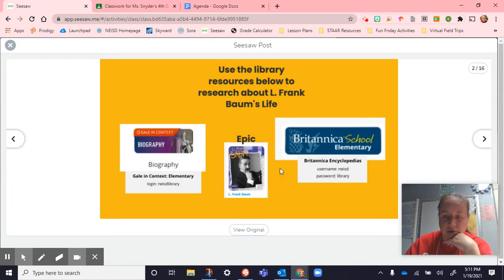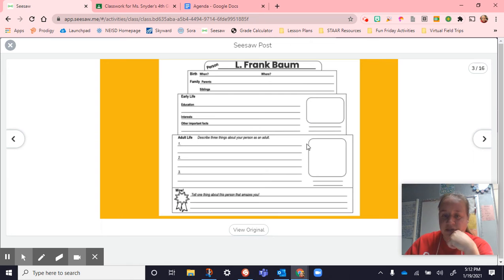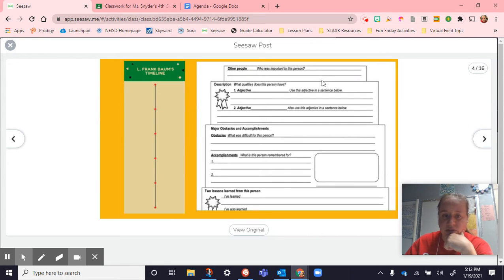So go through here. If you have to have a password or anything, I put those down below, and you should know your Epic one. And then I put these pages on here if you want some ideas of some things to research about. Then these white pages here can be used for that. If you want to create your own on Seesaw or Google Slides or something like that, you are more than welcome to. This was just to give you some ideas.